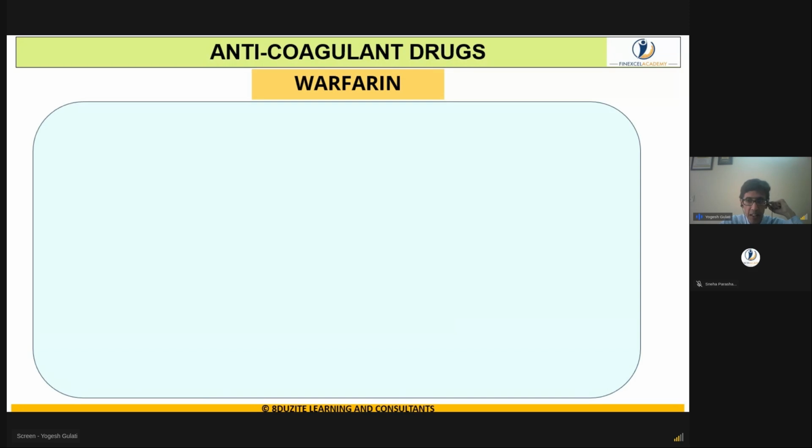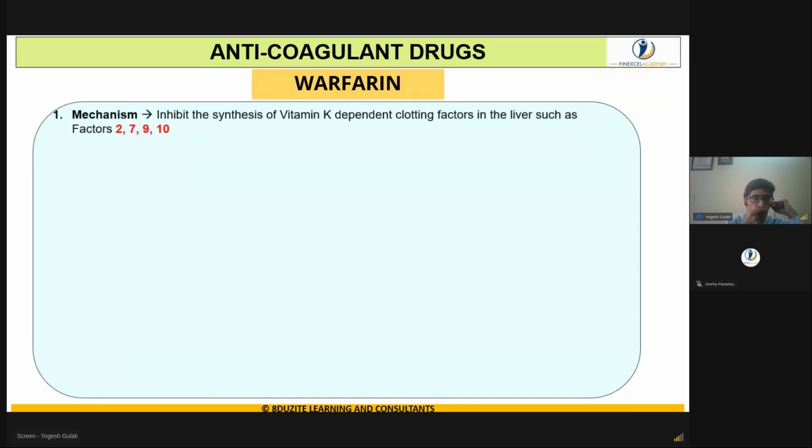So in warfarin, how does it act? I have already talked about that warfarin acts by inhibiting the synthesis of vitamin K dependent clotting factors in the liver, such as, remember these, they are always asked, 2, 7, 9, and 10. So they do not touch the already circulating clotting factors in the blood, but they inhibit the synthesis of new factors.